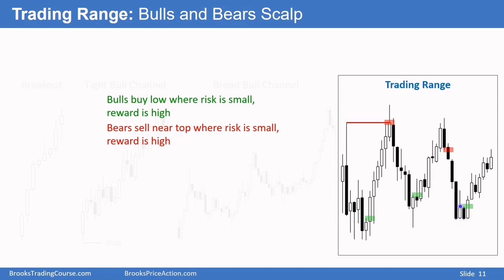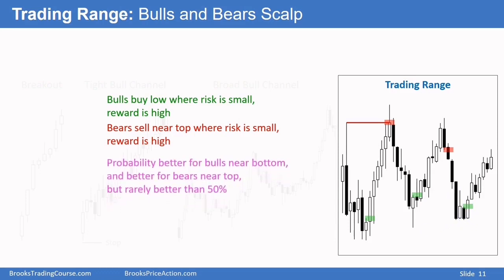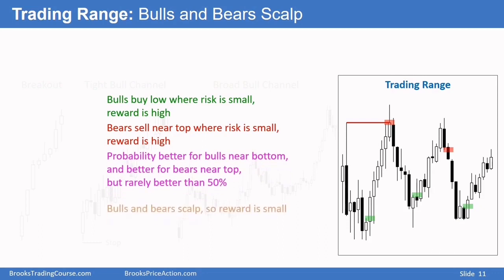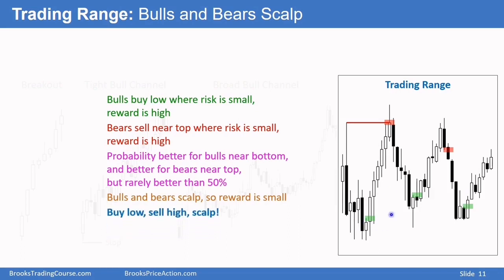Market went down, up again. Both the bulls and bears are scalping because they know the reward is small, and that's how you should trade it. So you want to be buying low, selling high, and taking quick profits. Again, on a higher time frame chart, it can be part of a bull channel, part of a breakout, but on this time frame, it's a trading range, and you buy low, sell high, and scalp.